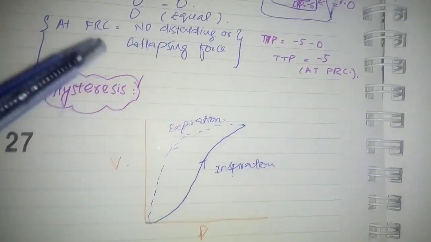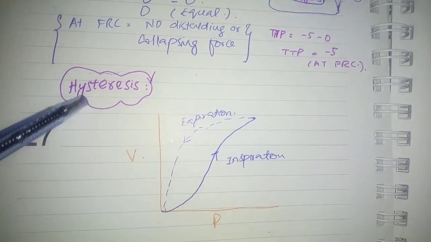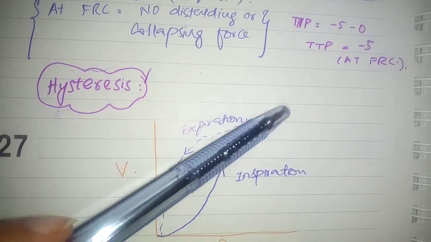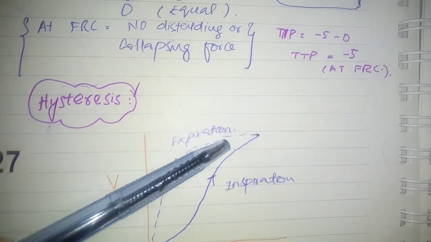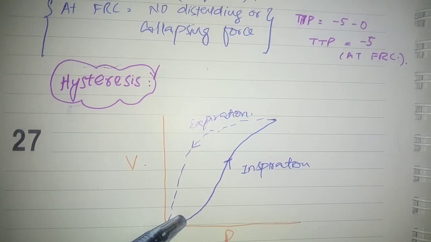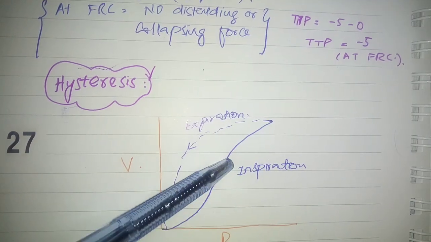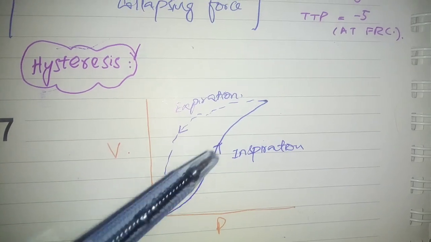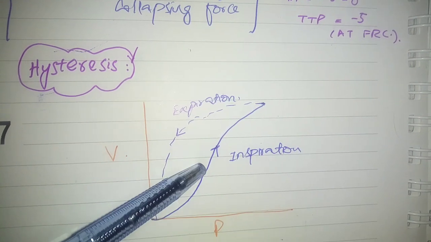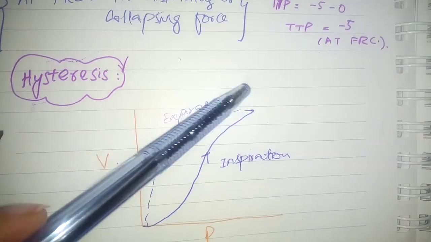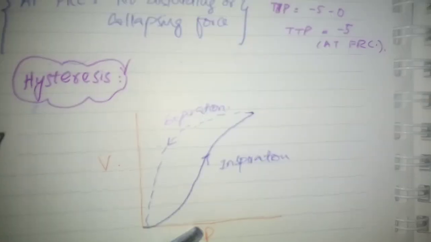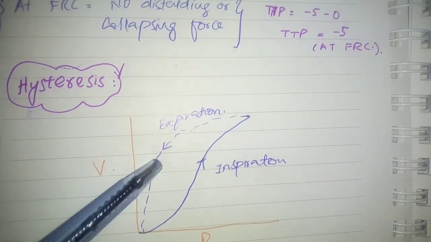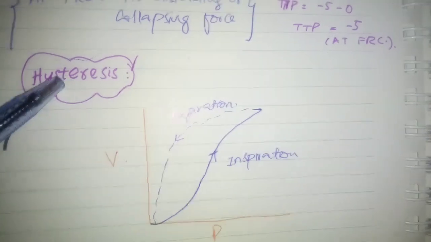Okay, another term is hysteresis. What is hysteresis? Hysteresis is the difference between the inspiration and the expiration. Now, why is there a difference? Because inspiration requires increased pressure. Of course, pressure is needed to expand the lungs, and of course the muscles are needed to inspire. But expiration is a passive process and doesn't need that much pressure. So that is forming this graph, and the difference between the two is known as hysteresis.